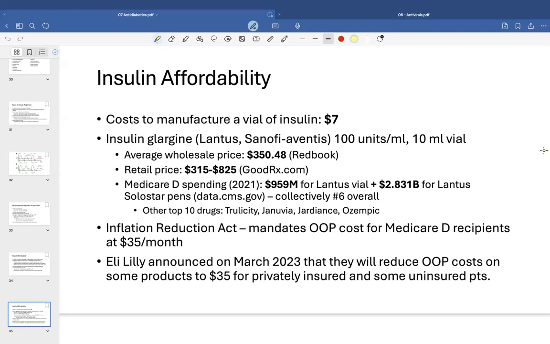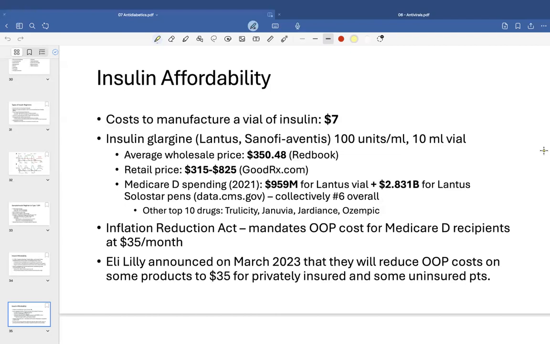And in the public sector, Medicare D, the amount that the government spends on Lantus alone includes $959 million for Lantus vials for patients, and the prefilled pens cost $2.831 billion. So basically, close to $4 billion the government spends on Lantus across all of its Medicare D recipients in America.